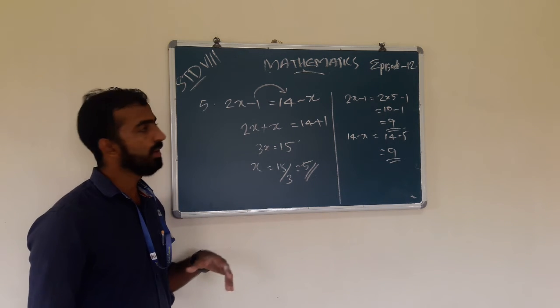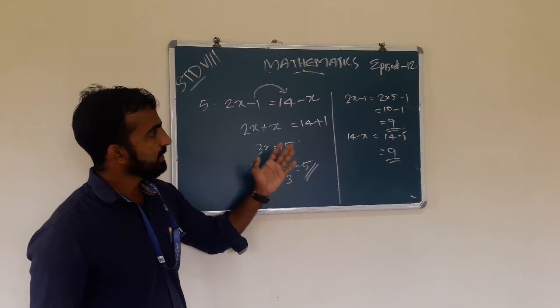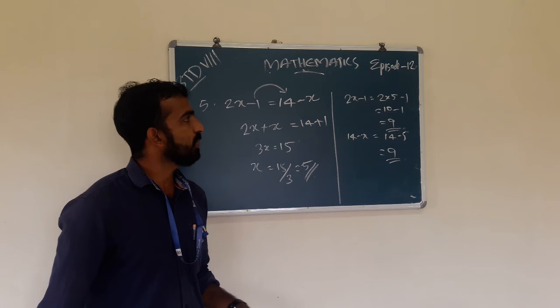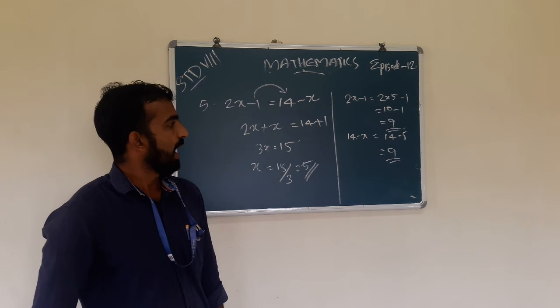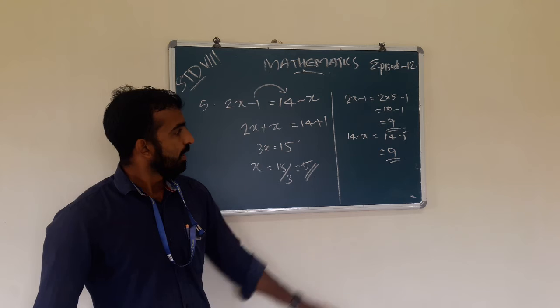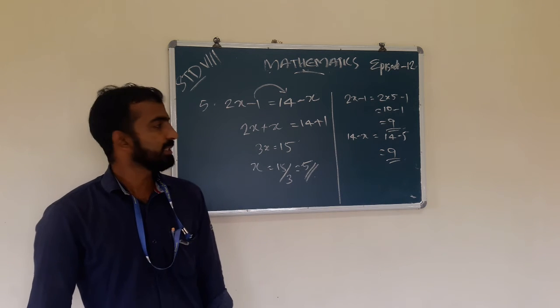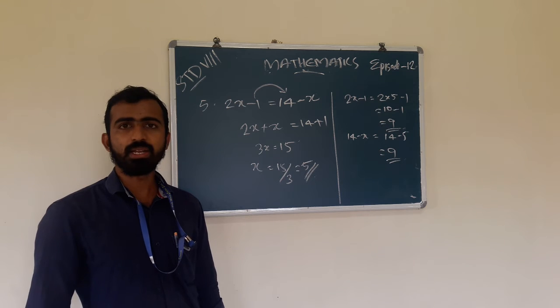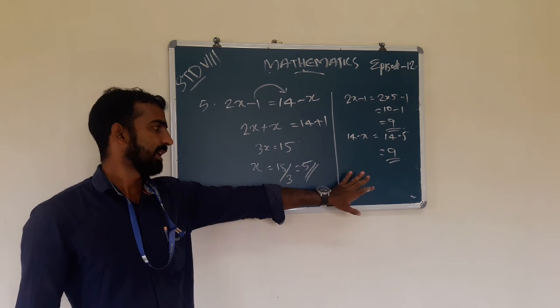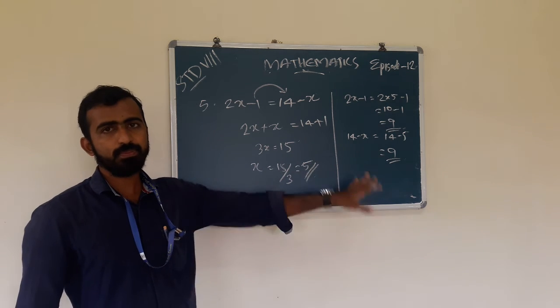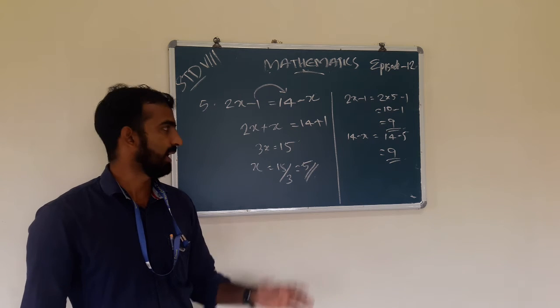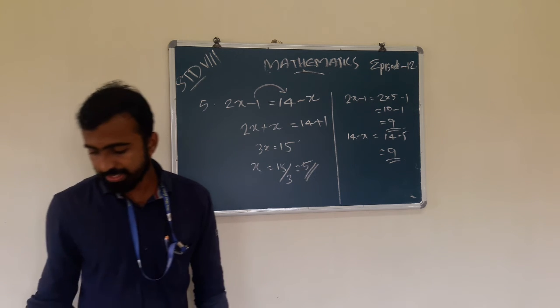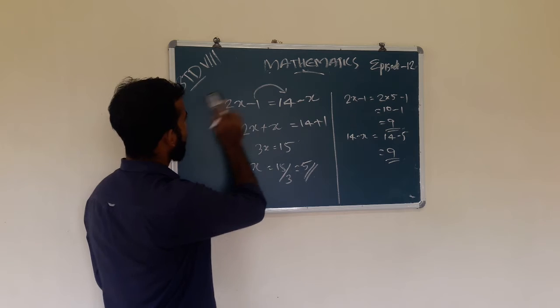Is it? Look, when we give 2x minus 1, the answer is 9. And also 14 minus x, there is also 9. Yes, that is the answer. So next one is the sixth one.